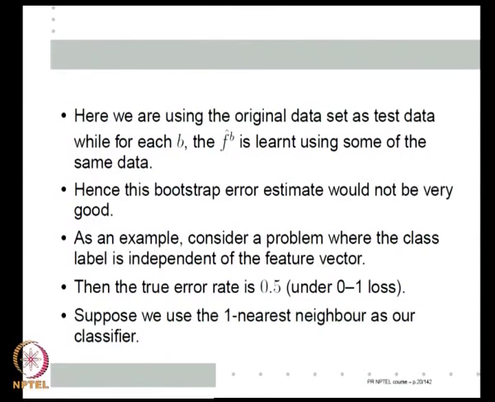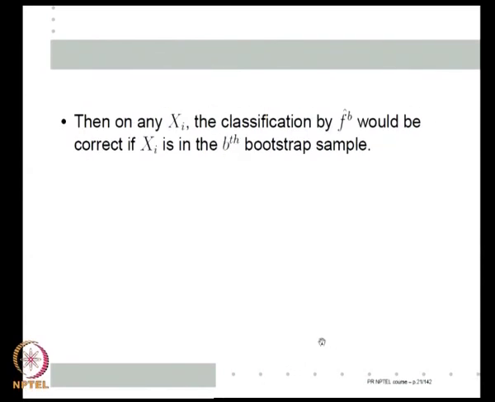and give the same class, right. Like k nearest is the one nearest neighbor, the nearest neighbor classifier. Now, what happens? Because you are using the same x1, x2, xn for testing, on any xi, the classification with f hat b would be correct if xi is in the bth bootstrap sample. If xi is in the bth bootstrap sample, then xi will be one of the prototypes of f hat b. Now, when you are testing using xi, I ask what is the closest pattern to xi, it will be xi itself, and I will give the correct class label.